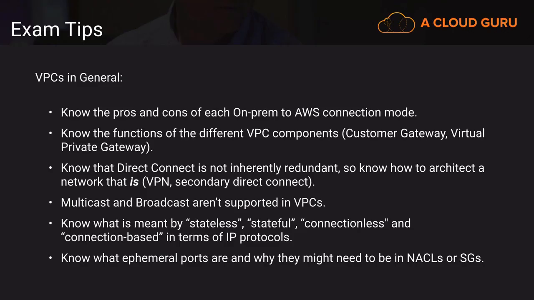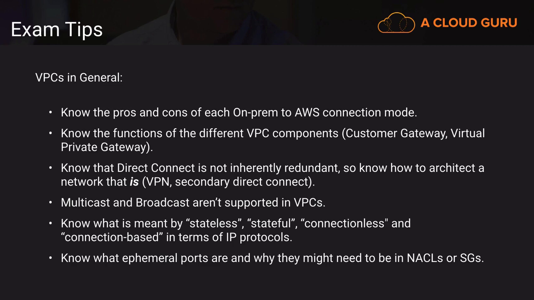Here are some of my exam tips. You really should know the pros and cons of each on-prem to AWS connection mode. And you need to know the functionality of the different VPC components, like a customer gateway, a virtual private gateway, and where they go and how they fit together. You should know that Direct Connect is not inherently redundant, but you should also know how to architect a network that is redundant. For instance, you can use VPN or a secondary Direct Connect.